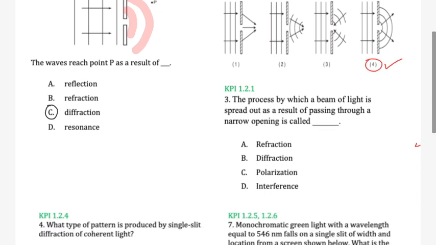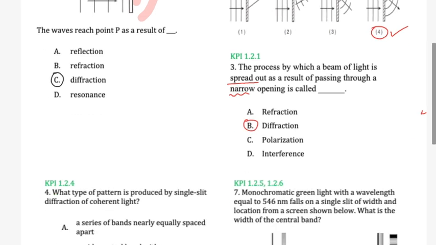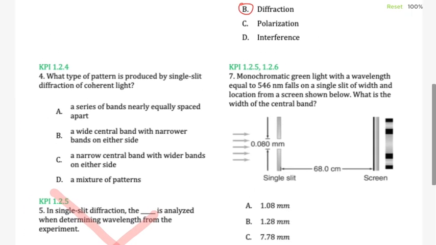Number 3, the process by which a beam of light spreads out as a result of passing through a narrow opening, is also diffraction. What type of pattern is produced by single slit diffraction of coherent light? So here we have this shape. It is a wide central band with narrower bands on either side. Okay, question number 5 is not included.